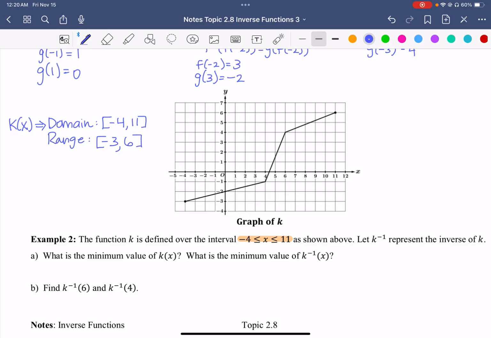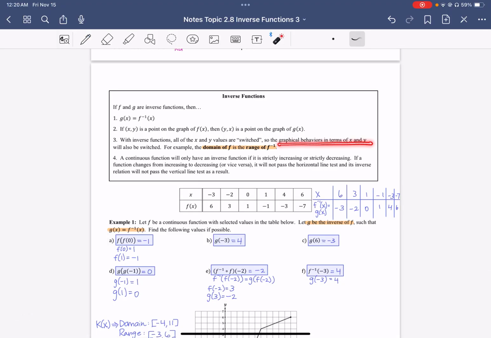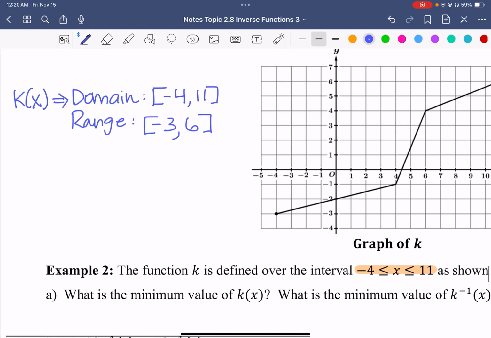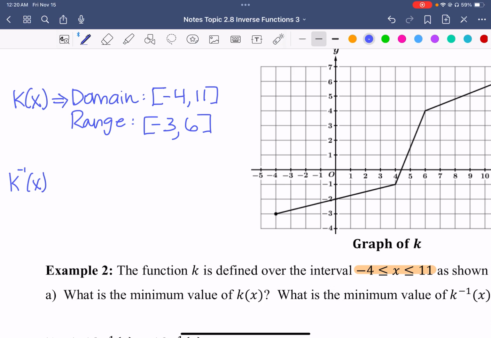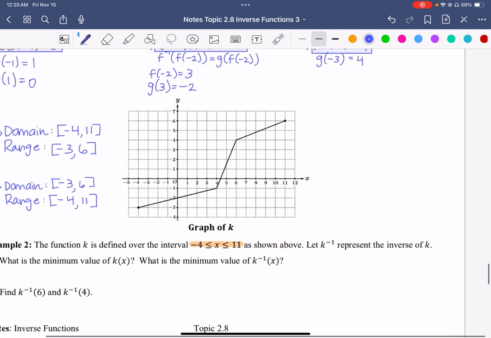Okay. Now earlier we highlighted that all of the graphical behaviors also switch, so the domain will be the range of the inverse. So to find the domain and range of the inverse of k of x, all I need to do is switch the original domain and range. So the new domain will be the old range, which was negative 3 to 6, and the range will be the old domain, which was negative 4 to 11. Okay. Now I can start graphing.